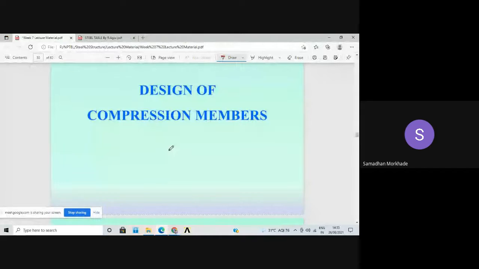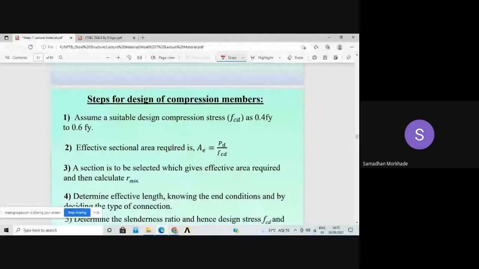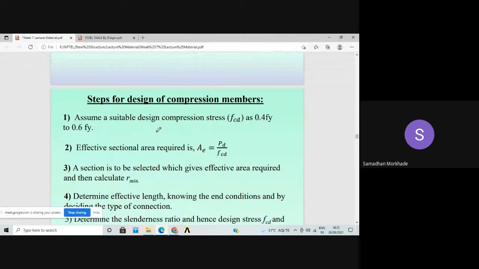Okay, these are the steps. Now see, first, step number one: assume a suitable design compressive stress FCD as 0.4 FY to 0.6 FY. Okay, see, initially we have to start somewhere. In design problems, the load is given, and based on that load, we have to select a suitable section.